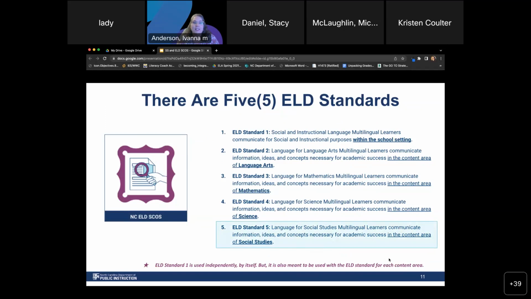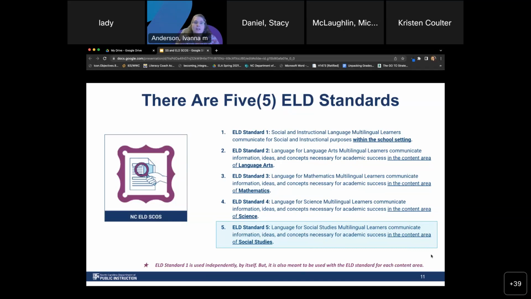we have ELD standard number 5, which is the language for social studies. So allowing our multilingual learners to communicate their information, ideas, and concepts. So you are working with the social studies content. The ELD standard 5 is there to help you specifically look at the language that the students need in order to access that content and have equitable access to the content.